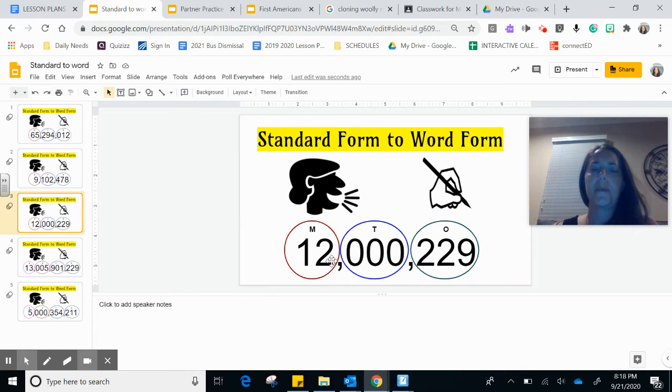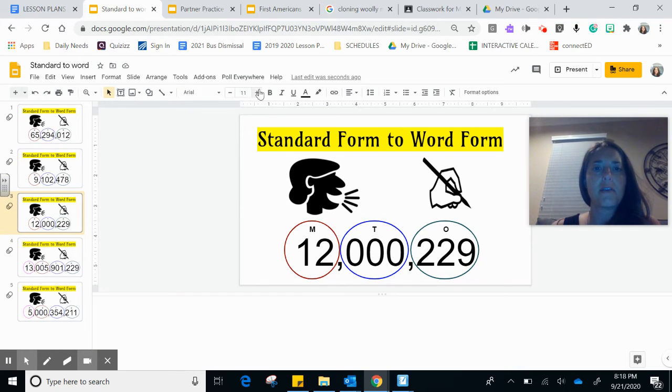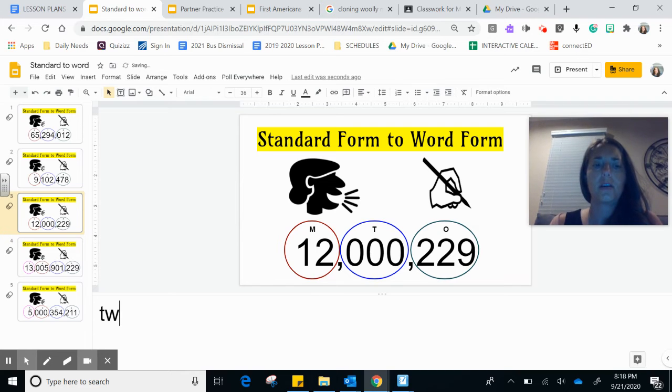Let's go ahead and look at this one. When I read this out loud, it says, period by period, 12 million. I don't have to say anything. There's nothing in the thousands period, so I can actually skip it, which is really nice. I'm going to end with 229. So I'm going to go ahead and type exactly what I said, 12 million.